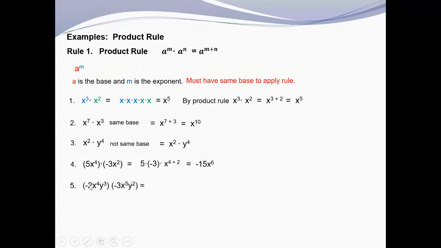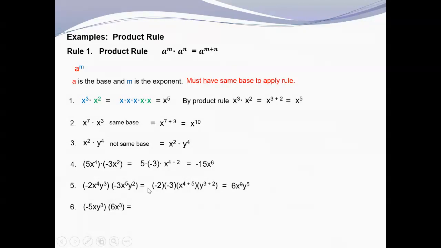Okay, this one, I guess if you want, you can get the answer without showing this step in the middle. For example, negative 2 times negative 3 will give us a 6. And then here, x to the 4th and x to the 5th, right? They have the same base. We're going to add the exponents. Also with the y's, they have the same base. So we're going to add also the exponents for the y. So this is the answer, negative 2 times negative 3, x to the 4 plus 5 and y to the 3 plus 2 will give us 6x to the 9th, y to the 5th power.